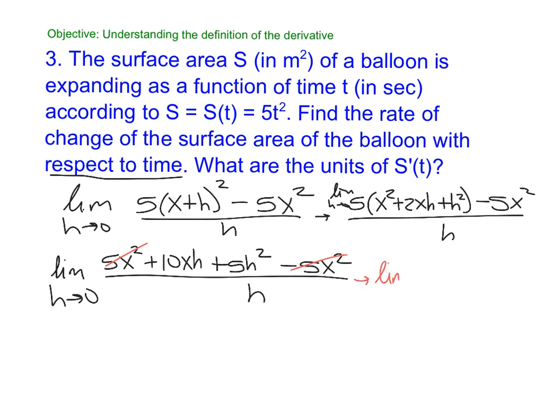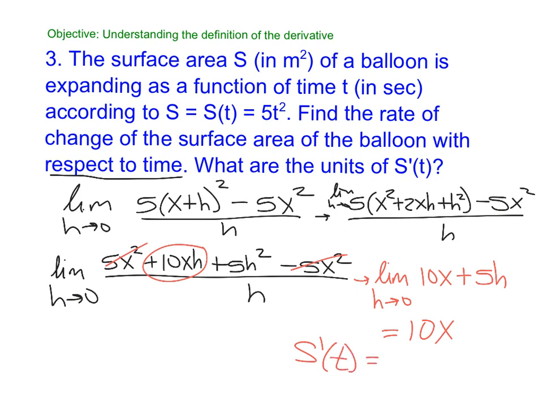So this gives me the limit as h approaches 0. 10xh divided by h is 10x. And then 5h squared divided by h is 5h. Now we plug in 0. So the 5h goes away, and we are left with 10x. So I would say s prime of t is 10t. I'm going to put the t back in the problem.